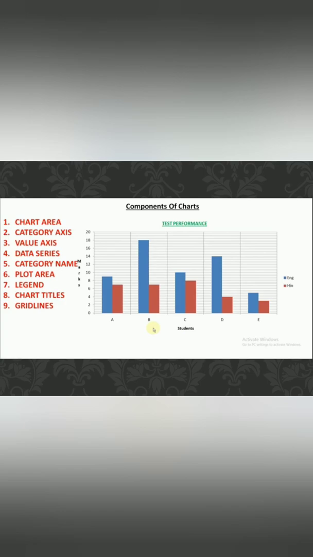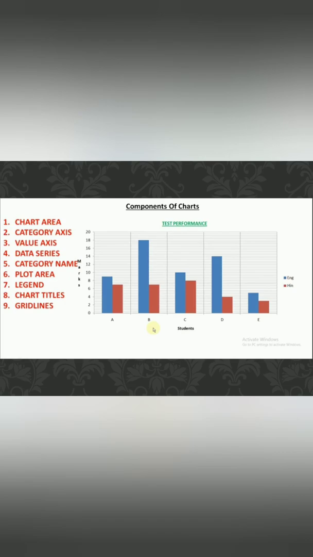Yes students, there are 9 components of a chart. Let us understand them one by one. First is the chart area. A chart area includes all the objects and elements in a chart. So the chart area covers the whole chart portion. Here, in the chart area you can see all the marks, student names and headings; this whole area is called the chart area.